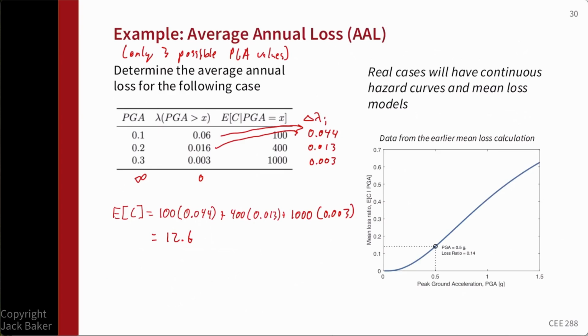Okay, so that's a real simple case with just the 3 PGA levels. More realistically, when we do this, we're going to have a continuous hazard curve, so we can discretize up those IM values more finely. And we're going to have a mean loss model, for instance, from that HAZUS calculation we did earlier with loss ratios. We had 0.5 g peak ground acceleration giving a mean loss ratio of 0.14. You could fill in a whole curve using that earlier data, and that mean loss ratio curve could be integrated with a ground motion hazard curve to get an average annual loss. So you just imagine a much longer table with more continuously varying PGA values. That's more typical, but hopefully this gives you a sense of the mechanics.